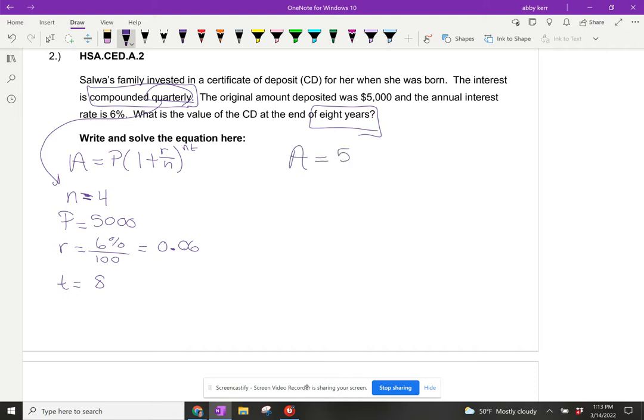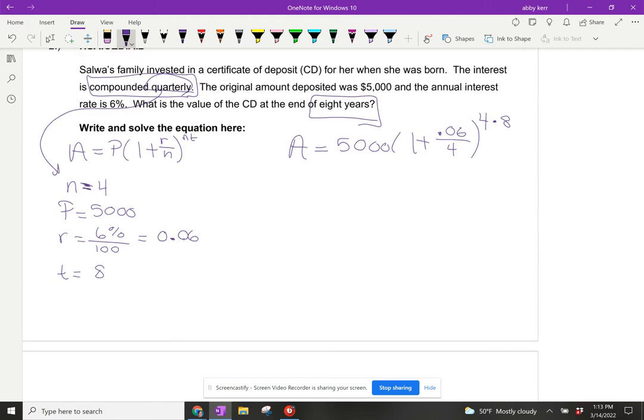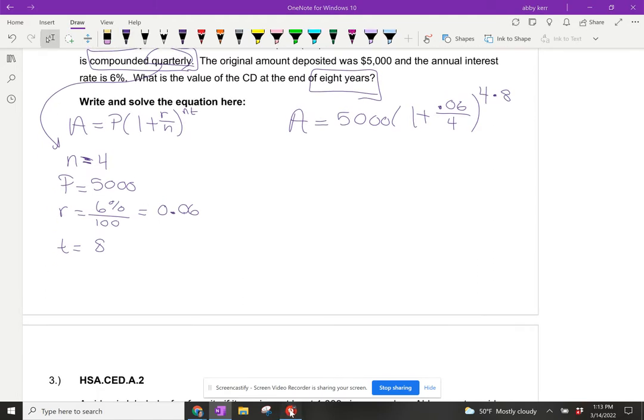So our principal, which is 5,000, that's how much we started with. In these special cases, it will always be 1 plus. Then 0.06. Quarterly means it happens 4 times a year. And then 4 multiplied by 8. So then all of that is going to go into the calculator.